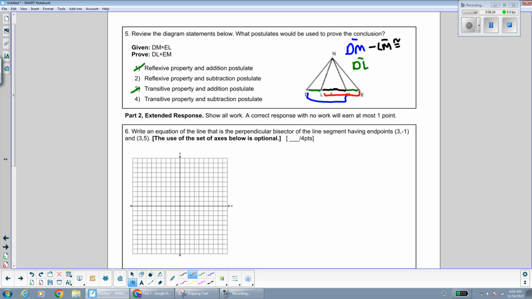I'm also starting with EL, and I need to make EM. So to get from EL to EM, the green piece, I once again need to get rid of this part, because if I have the red segment and I get rid of this part, I'm left over with just this part, which is what I need.